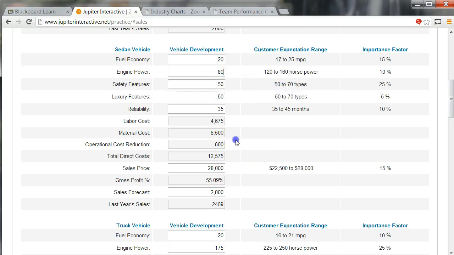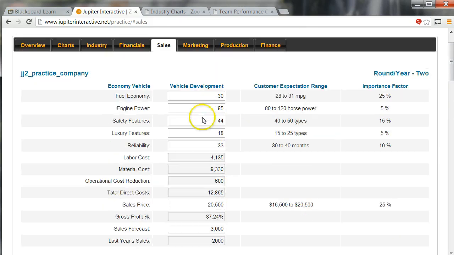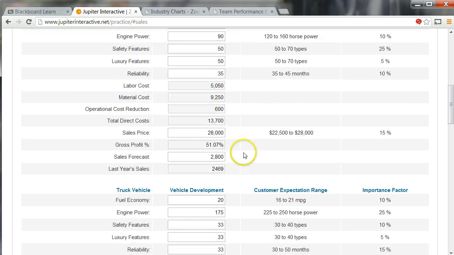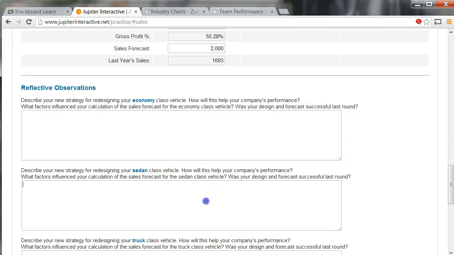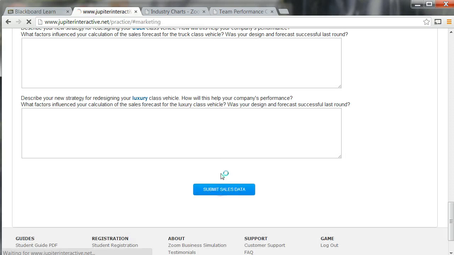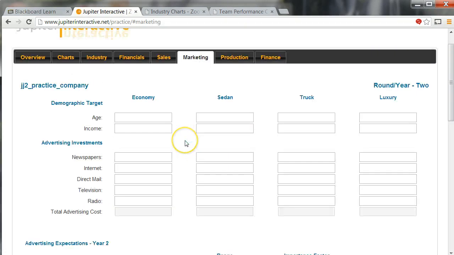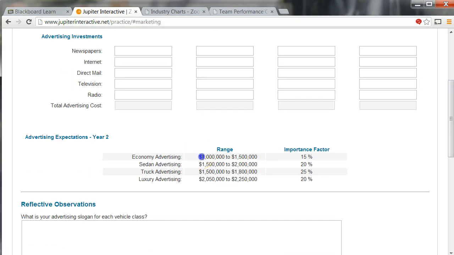getting a warning message here. Trying to make this, okay, so now I got this profit margin higher. This is very low. So just making some adjustments to get my profit margin. It's kind of hard to get that profit margin high, but once I'm done with my profit margins and I'm going to fill in my reflective observations, I move on to marketing. And let's say this round I'm going to be very cheap, and I'm not going to market too much.